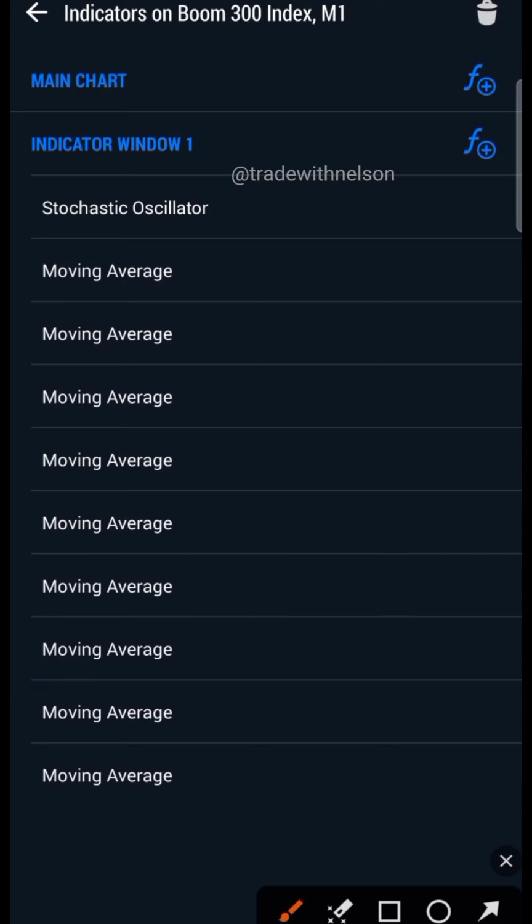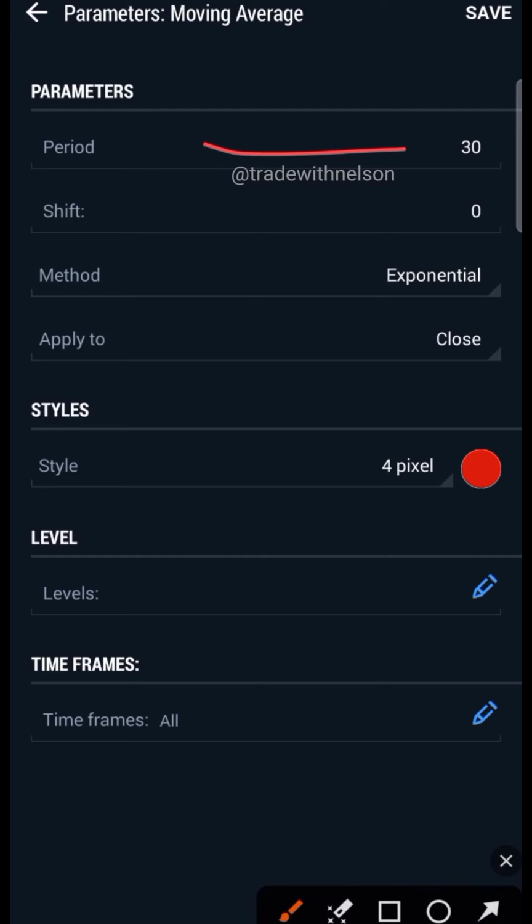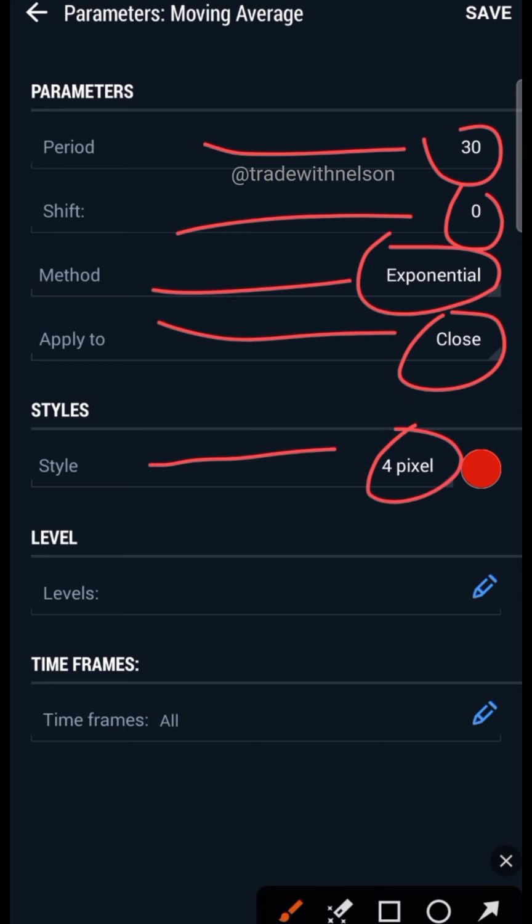To select this next indicator, which is moving average, click on this F icon on the indicators Windows 1. This is moving average. Click on that, make your period to be 30, shift to be 0, method to be exponential, apply to close, style to be 4 pixel, select color of your choice, but here I'm using red. Then after that you click on save.